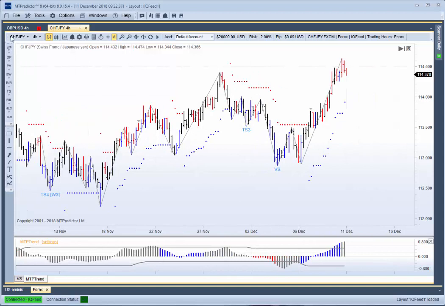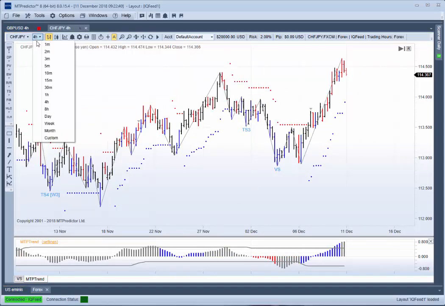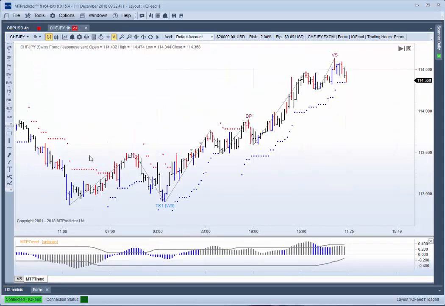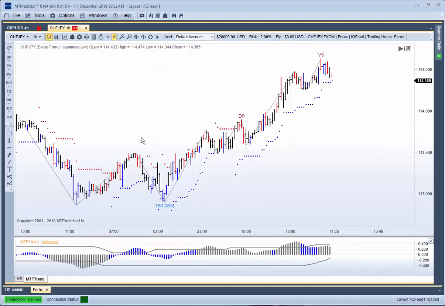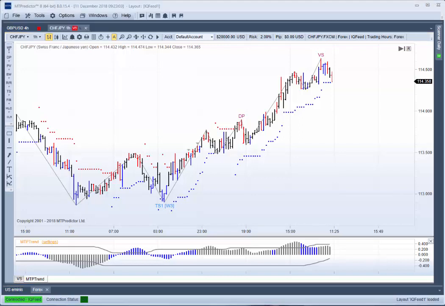So I want to have a look at the Swiss franc Japanese yen. And the trade setup I'd like to look at is on the hourly chart, which is this W3, this TS1 W3 trade setup here. So what is this and how do we actually look to identify this? Well, this is a potential Wave 2 after the market starts to make a meaningful reversal of a higher time frame support and resistance.